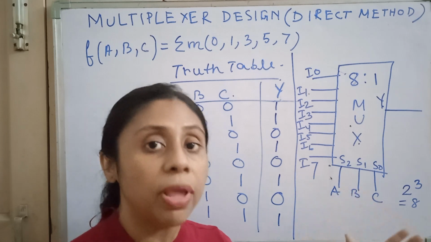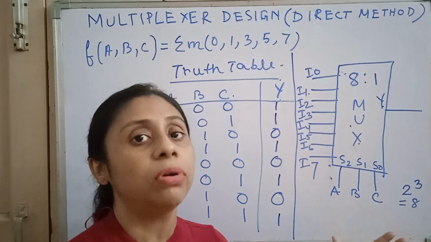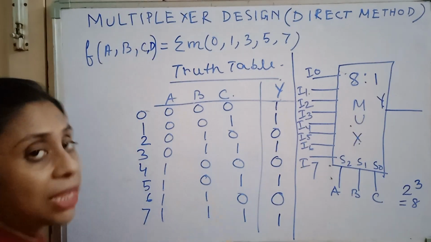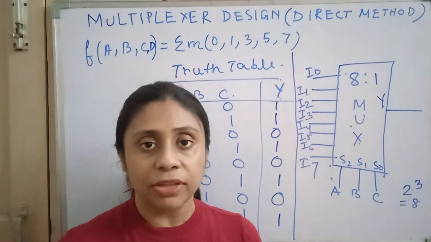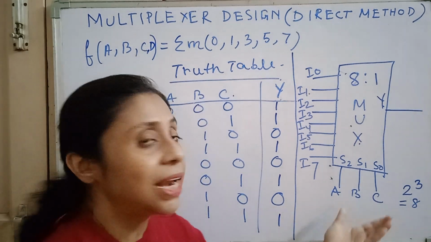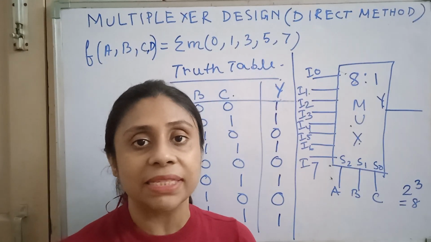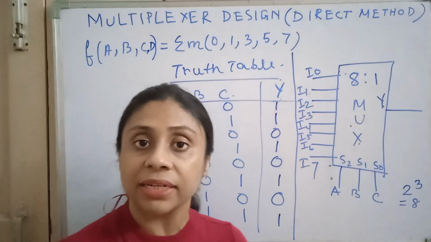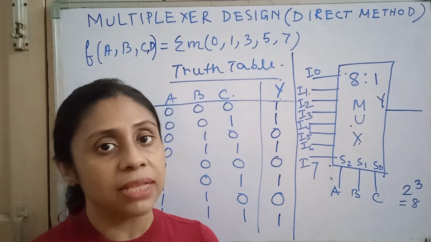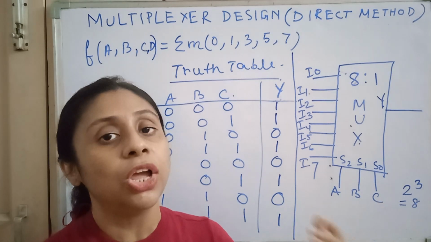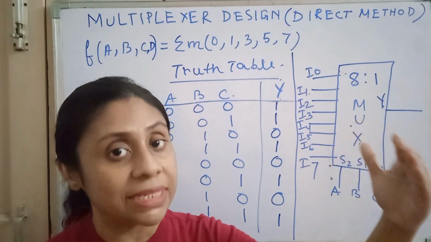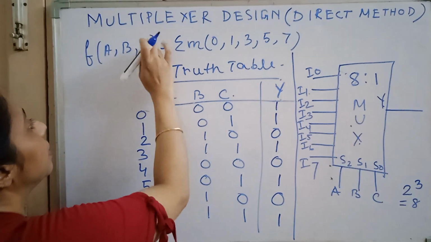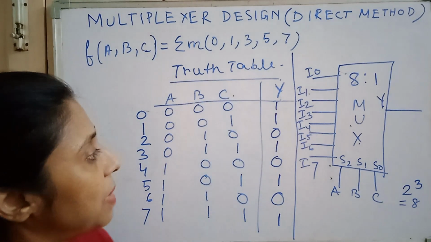Suppose an expression is a 4 variable expression A, B, C, D. So there are 4 variables. So in that case, the number of select lines will be 4. All these 4 input variables A, B, C, D will be given to the 4 select lines. So in that case, what will be the size of the multiplexer? 2 to the power of 4, that is 16. 16:1, right? So let us concentrate on this 8:1 MUX.